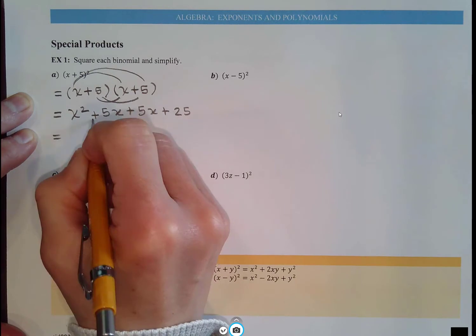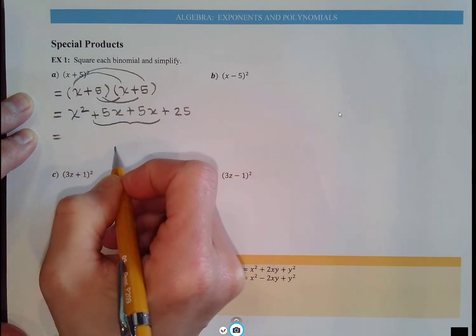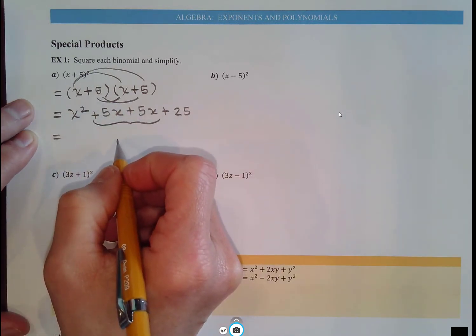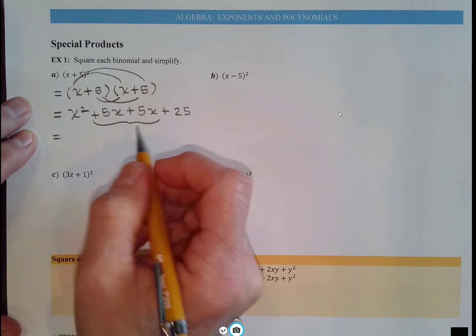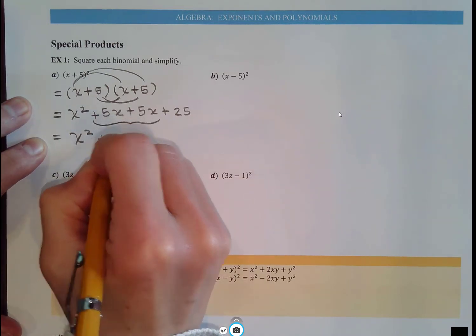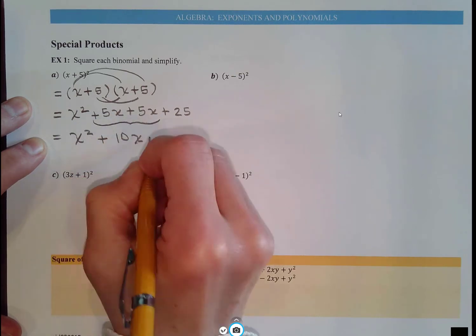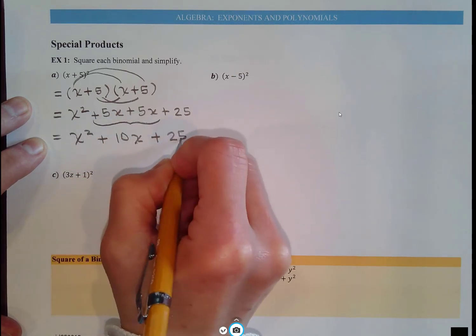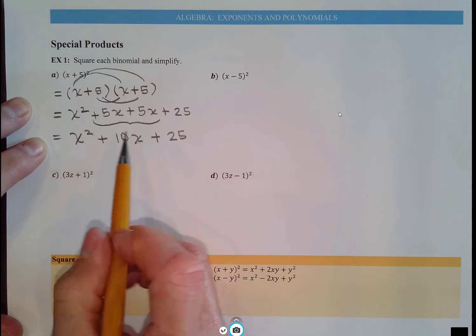Now we notice that our inner and outer products are the same, don't we? So we see that plus 5x repeated. Combining like terms gives x squared plus 10x plus 25. And I want us to just notice some patterns here.